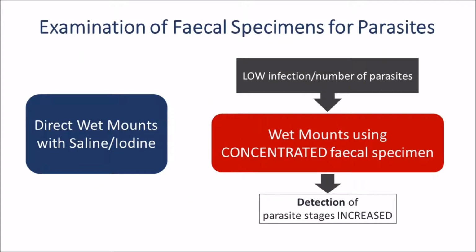Previously, you learnt about making direct wet smears with saline or iodine. Wet mounts can also be prepared from concentrated fecal specimens. Concentration techniques increase the chances of detection of cysts and eggs in the fecal specimen. Therefore, concentration techniques are useful when cysts and ova are too low to be detected using a direct wet smear. It is usually recommended that stool samples are concentrated as a routine measure.